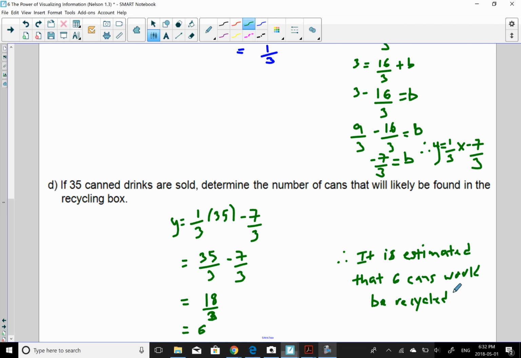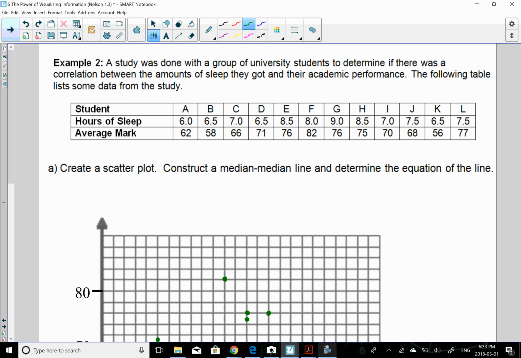Okay, I do have one more example for median line, and it's because it's not an odd number, so the medians will be a little different. So here's a study was done with a group of university students to determine if there's correlation between the amount of sleep they got and their academic performance. The following table lists some data from the study. So we have the students, their hours of sleep, and their average mark.